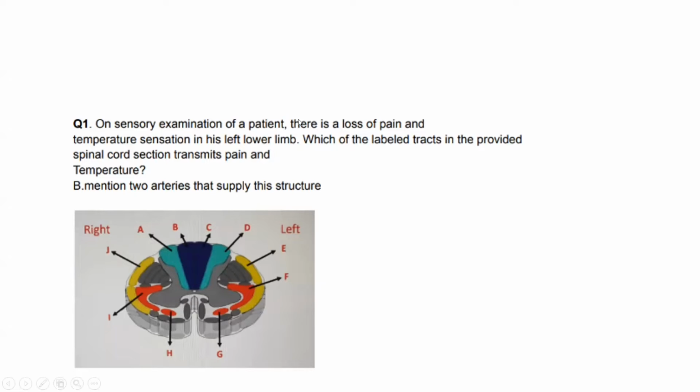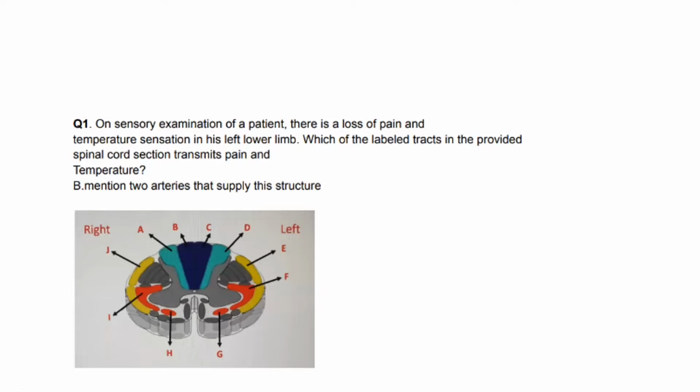All right, so for starters, we have the left lower limb. So that means that for the sensation, since it's pain and temperature, we're going to be looking at the spinothalamic tract, and because it's pain and temperature, specifically the contralateral spinothalamic tract. So in this case, we'll be looking at the right-sided spinothalamic tract, so that's going to narrow down the answer to I, or specifically the lateral spinothalamic tract. So the answer here would be I for question A, I guess.